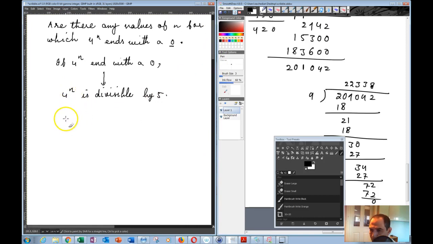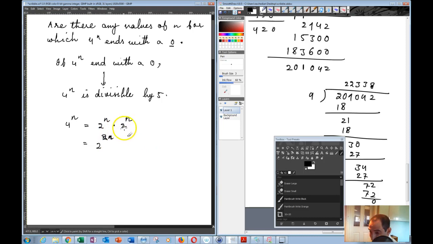Now, the way that you can prime factorize 4 raised to the power n is, you can write it as 2 raised to the power n times 2 raised to the power n, or you can write it as 2 raised to the power 2n. That way you can also write it.